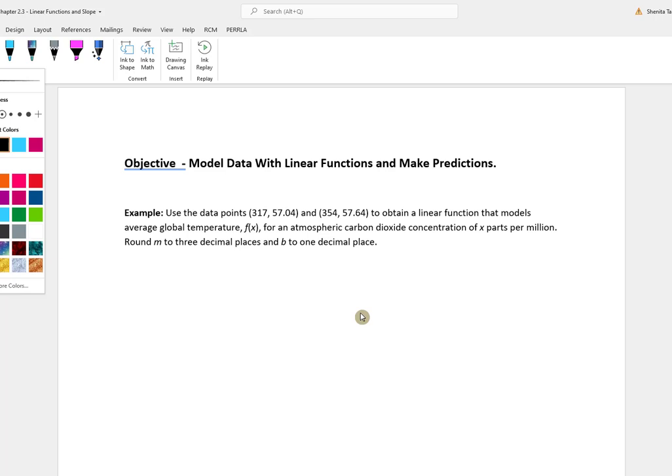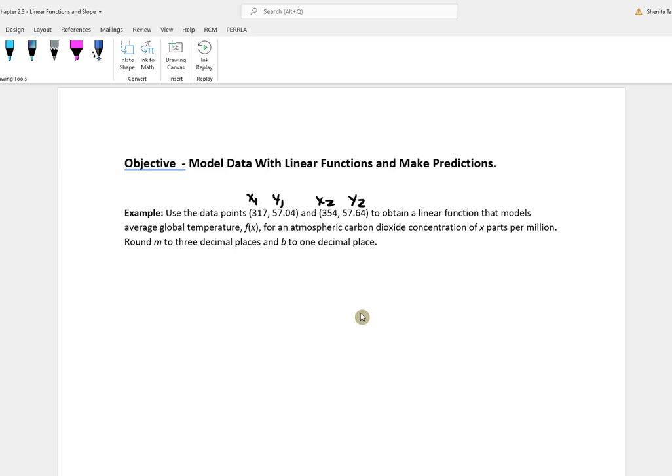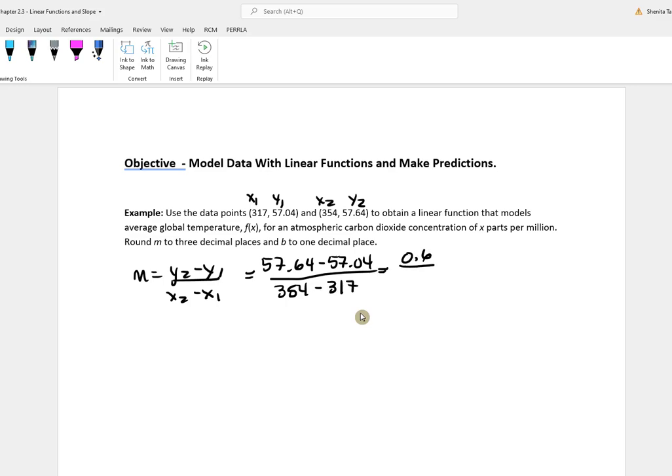All right. So they gave us these 2 points. We're going to use these 2 points to figure out our slope. So the slope is y2 minus y1 over x2 minus x1. So we get 57.64 minus 57.04 all over 354 minus 317. That ends up being 0.6 over 37. When you type it into your calculator, you should get 0.016. I think it's 0.01642 something. But we're going to round it to 3 decimal places. So it's 0.016. So that's our slope.